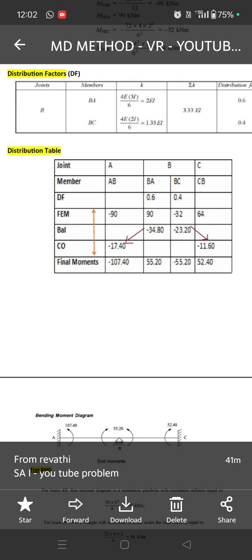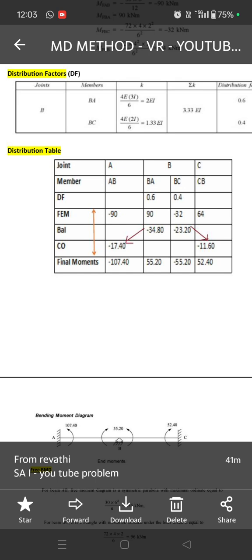For carrying out the iteration cycle, the intermediate joint should be taken first. Here we have only one intermediate joint, so B, and BC. Usually at the intermediate joint, the values on both ends, left and right, should be the same with a different sign. But here there is a difference, that is 90 and minus 32. So when we calculate 90 minus 32, we have 58.